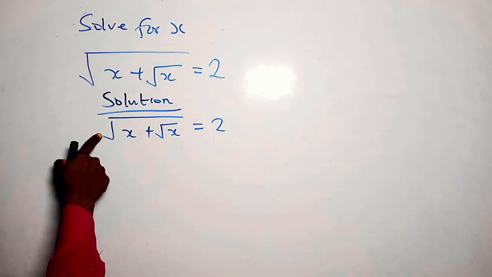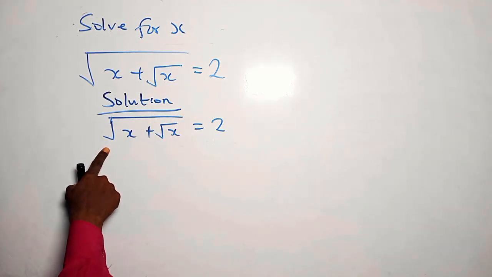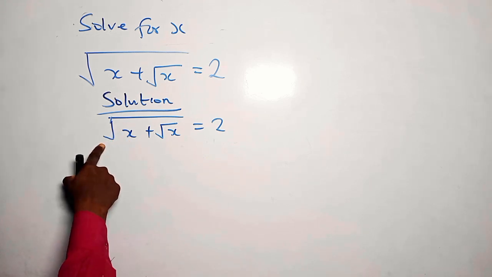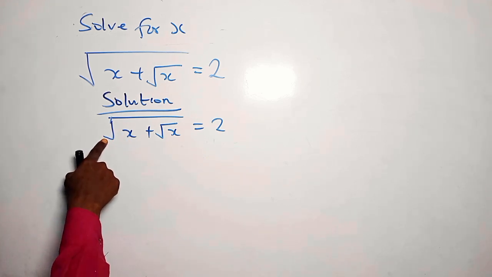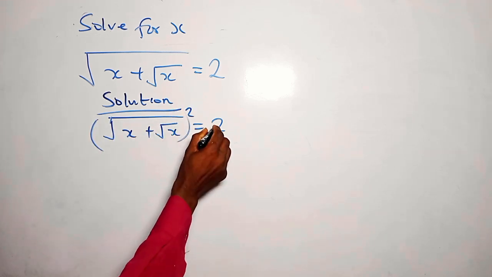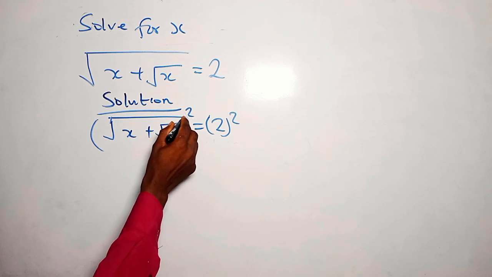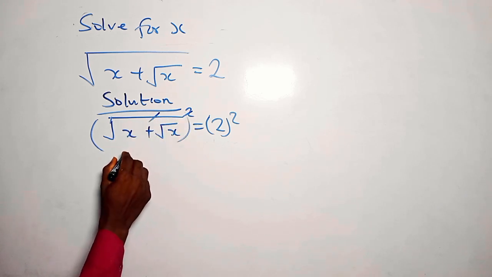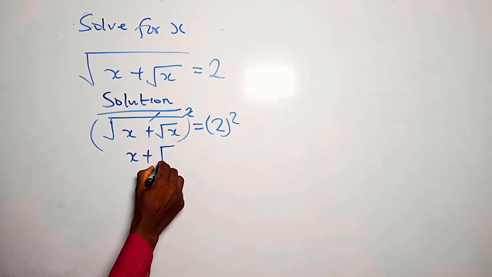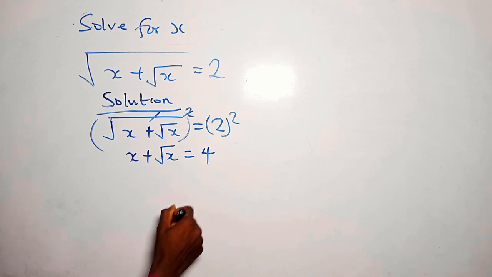Let us remove the outer square root, the nested square root. So how do we take care of that? We need to take the square of both sides. We square both sides, so by the time we do that, this will take care of this. So we have just x plus root x equals the square of 2, which is 2 times 2, that is 4.